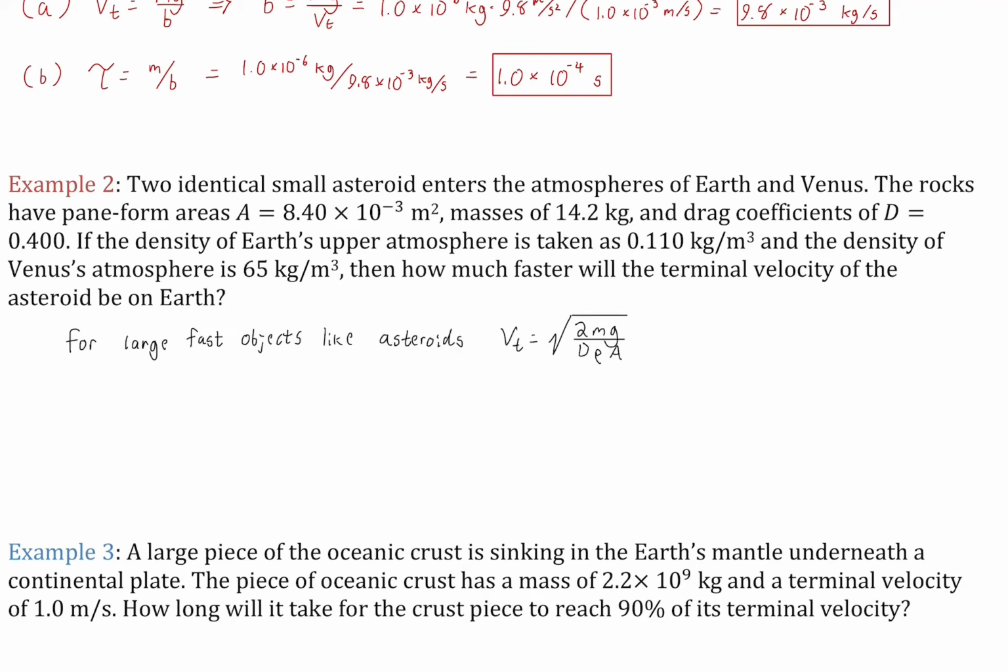Well, let's see. So for large and fast objects like asteroids, we're going to use Newtonian drag. And we were also given some hints there that clearly we were given this information for a reason. All right. So then it's just a matter of solving for the difference between the terminal velocities. Earth's going to be the larger one. Why do we know Earth's going to be larger? Well, having a much larger rho means we're going to have a much lower terminal velocity for Venus. So that's kind of the giveaway.